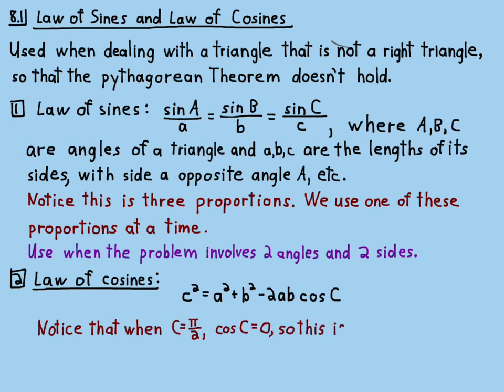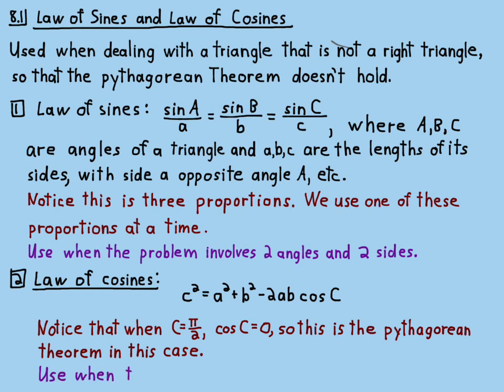Notice that when the angle C is pi over 2, cosine of C is 0, so this just becomes the Pythagorean theorem: c squared equals a squared plus b squared, because the third term on the right becomes 0. So this is a generalization of the Pythagorean theorem. So you usually use this when the problem involves one angle, which would be the angle C here, and three different sides: little a, little b, and little c.